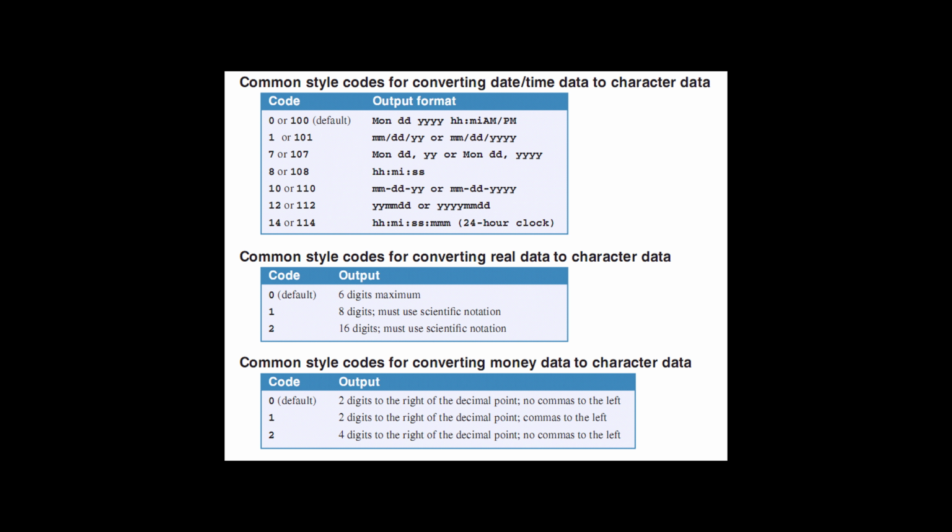These are some of the common style codes that are used for converting date time to character data, and for converting real data, and also for converting money data. So study up on this. Definitely take a note of this if you're going to be using the convert function with expressions to convert one column or an expression to a different data type, and you want to include a specific style, then you'll want to go off of this chart here.